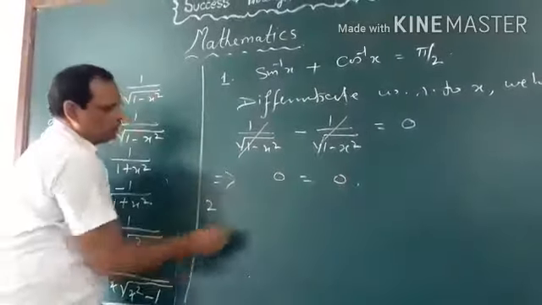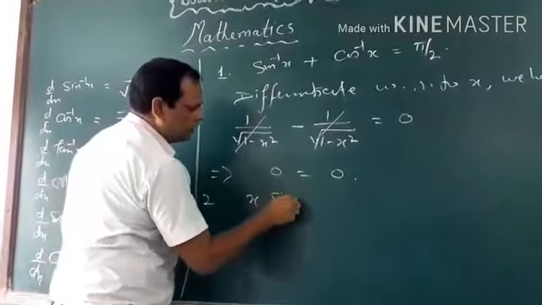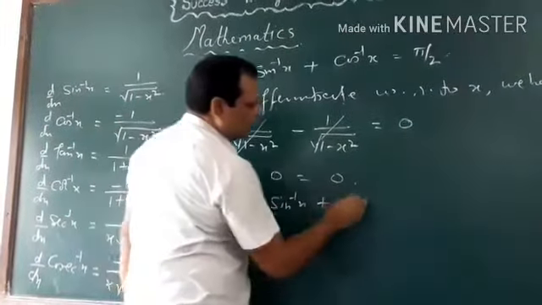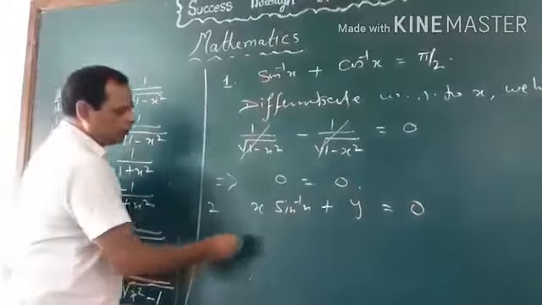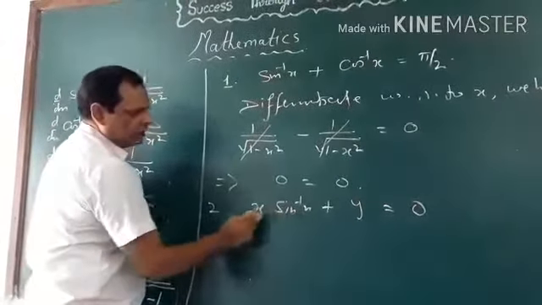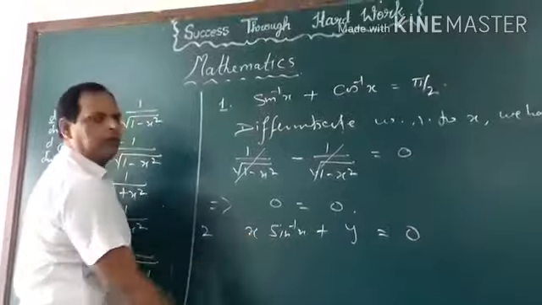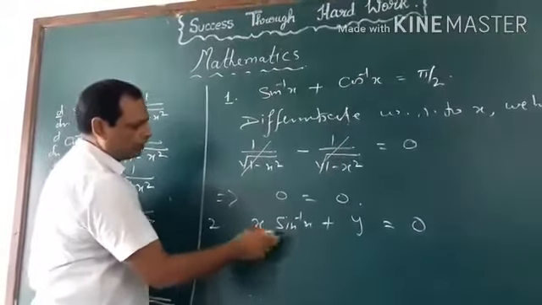Now see another example, x sin inverse x plus y is equal to 0. Now again we differentiate with respect to x. We see here there are two different variables. Now we apply the u into v formula, the product rule.